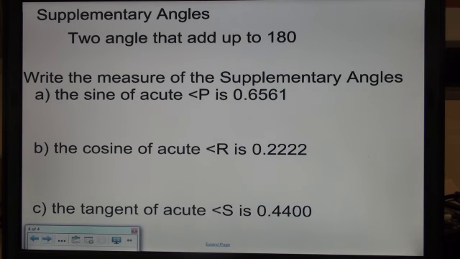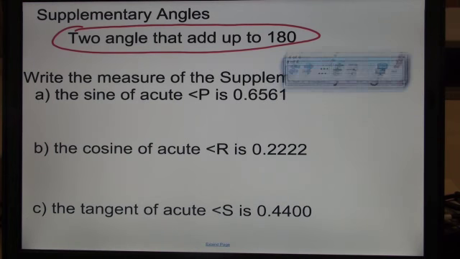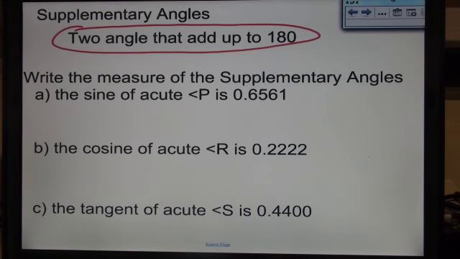And the final slide in today's note is to do with supplementary angles. Supplementary angles are two angles that add up to 180. So in this case, we're just asked to solve 3 problems that pretty much take us through what we need to do to get this done.